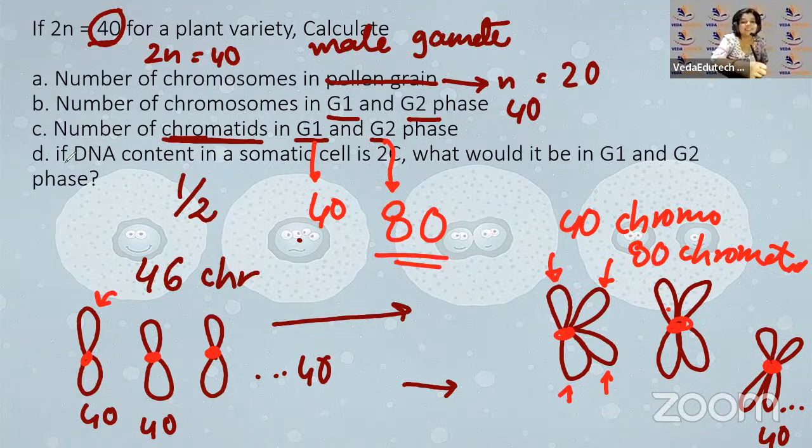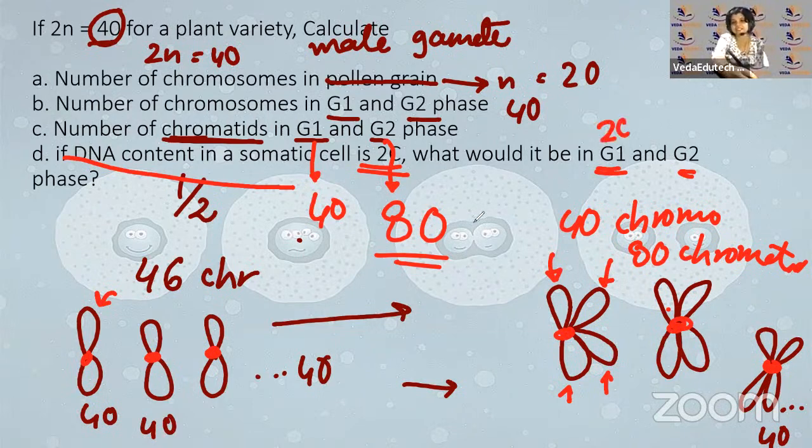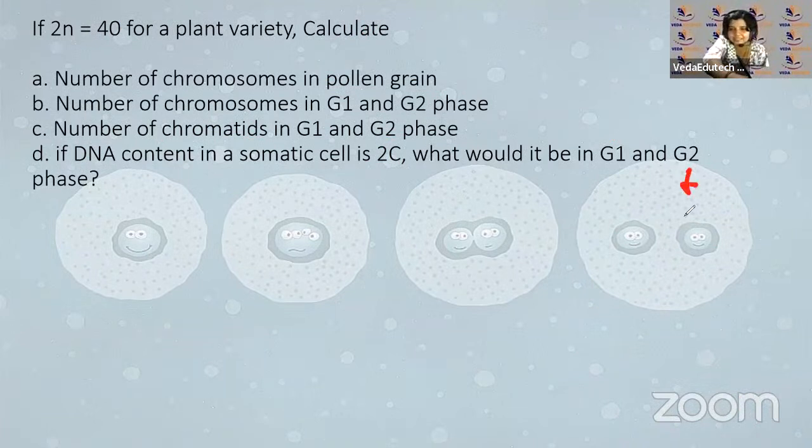Right? Okay. If the DNA content in a somatic cell, a normal cell which is not gametic, is 2C, what would it be in G1 and G2? In G1, there is no doubling of DNA that has happened. So in G1, it will still be 2C. But in S phase, we know that the DNA content changes from 2C to 4C. So a cell which has entered G2 has 4C DNA content. So in G2 it would be 4C. In G1 it would be 2C.